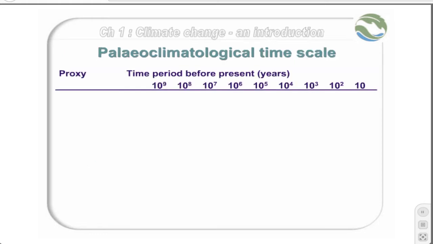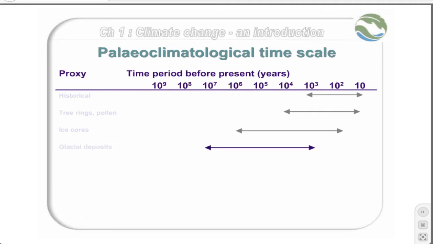Paleoclimatological proxy data provides us with useful information, but over very differing time periods. Looking at the data from the most recent to the longest time periods, we can see that historical data cannot give us useful information much beyond several thousand years. Tree rings and pollen, however, provide data up to several tens of thousands of years, and some ice cores show records up to a million years old.